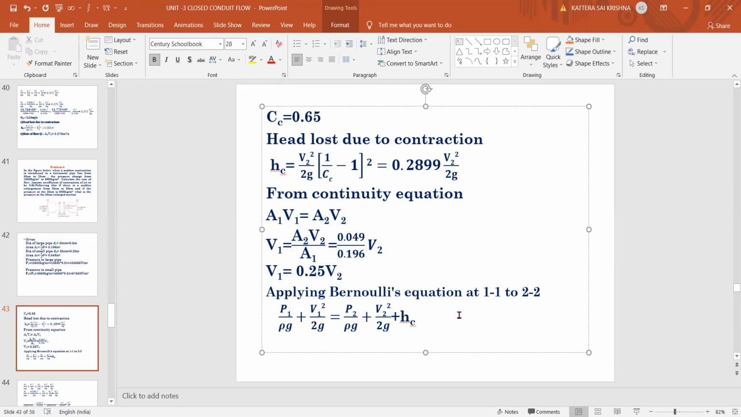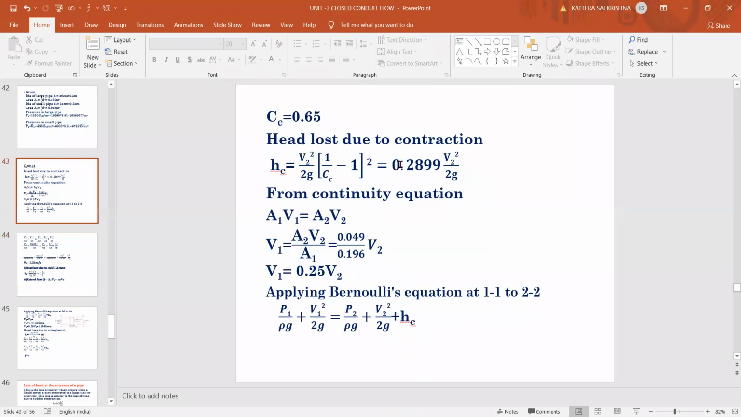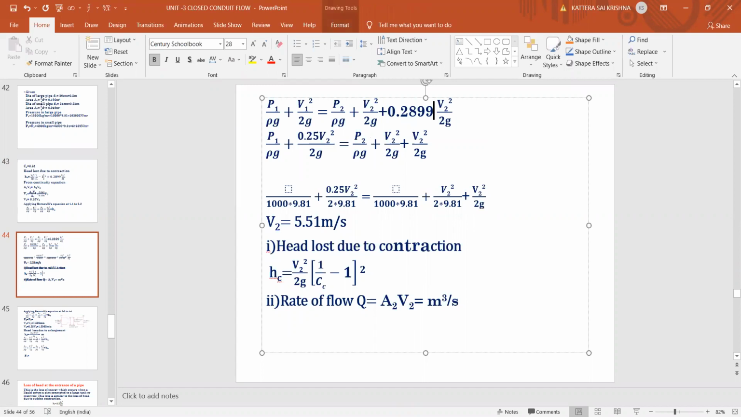So I'm going to the next slide. Okay, so the same thing I have written here. So already we have found out the HC value, what we got here, 0.2899 V2 square by 2g. So substitute this value here in terms of HC, that is 0.2899 V2 square by 2g. So I have substituted this value in the place of HC.